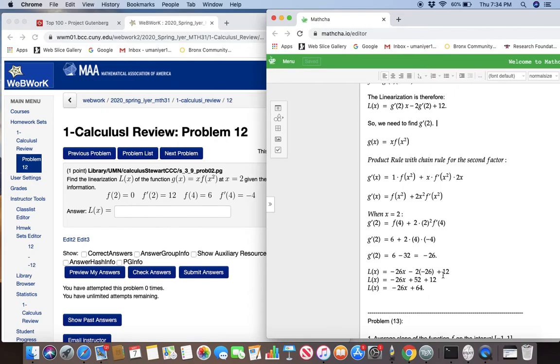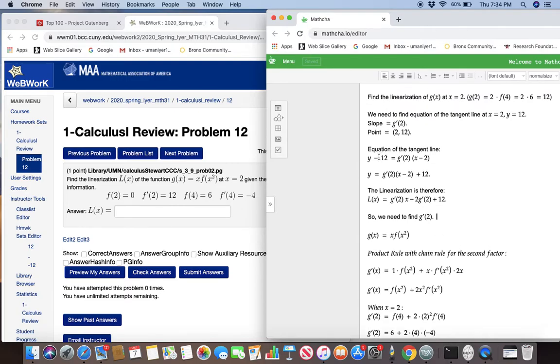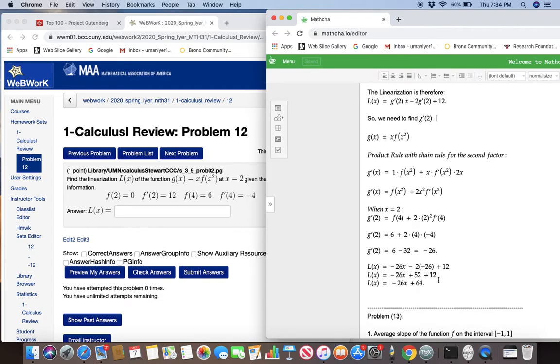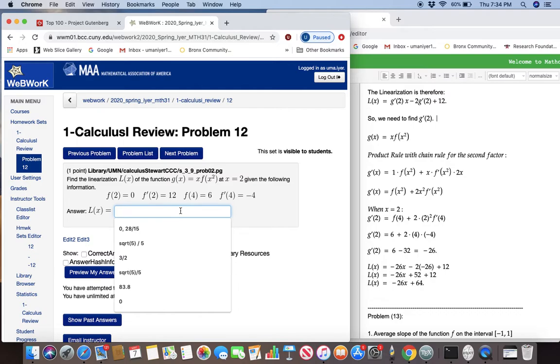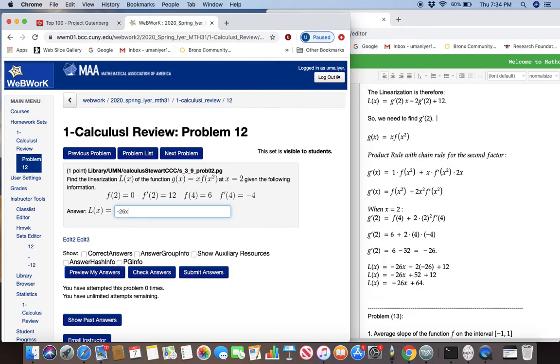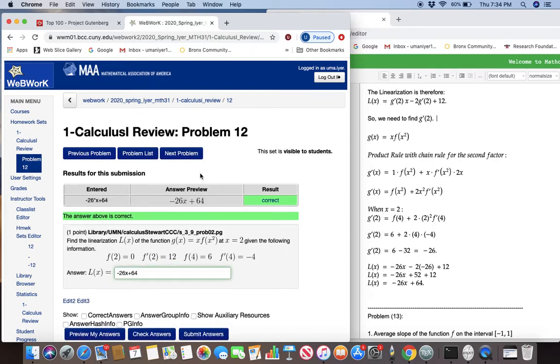Remember, what is linearization? You essentially have to find the equation of the tangent line and solve for y. Whatever you get on the right is the linearization. For my problem, it is negative 26x plus 64. Okay.